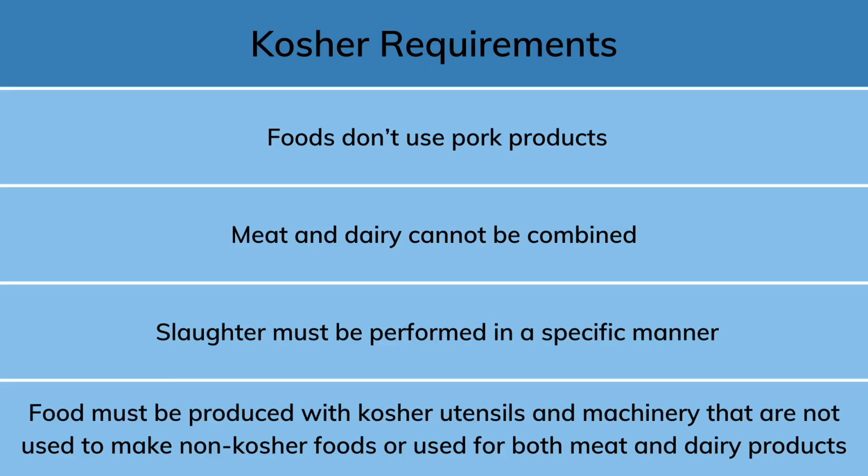And you can have your product certified vegan. And again, there are different levels of scrutiny based on the certification. Some certifications may not allow you to use any ingredients where animal testing took place. Kosher. Kosher products require certification, and different certifying agents have different standards. On a high level, kosher means that foods don't use pork products, meat and dairy can't be combined, slaughter must be performed in a specific manner, and food must be produced with kosher utensils and machinery that are not used to make non-kosher foods. Different certifications and symbols mean different things, so if you're trying to target a specific market, it's important to know what's meaningful to them.